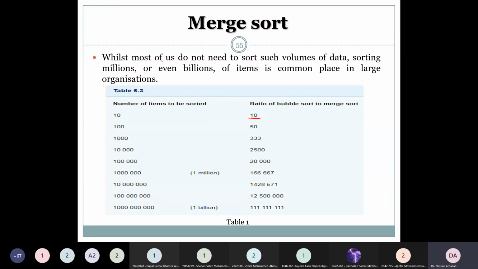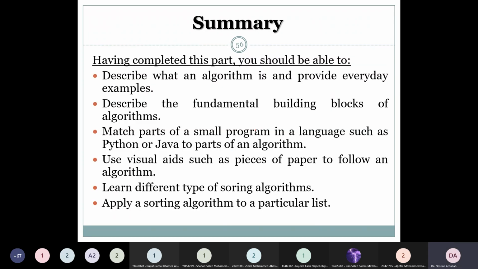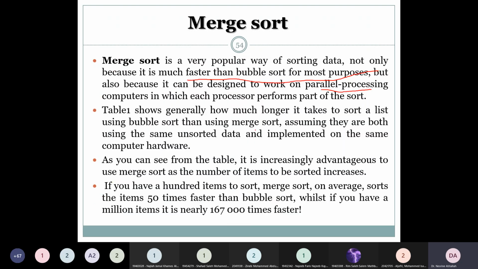Whilst most of us do not need to sort large volumes of data, sorting millions or even billions of items is commonplace in large organizations. You can see here, when you have only 100 items to be sorted, you need 50 times more operations in bubble sort compared with merge sort. As you can see from this table, it is increasingly advantageous to use merge sort as the number of items to be sorted increases.